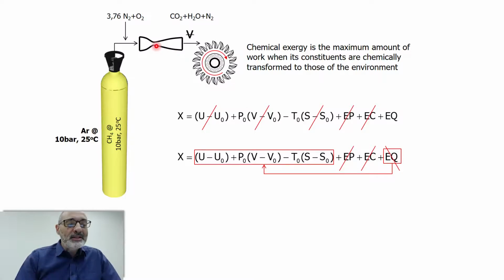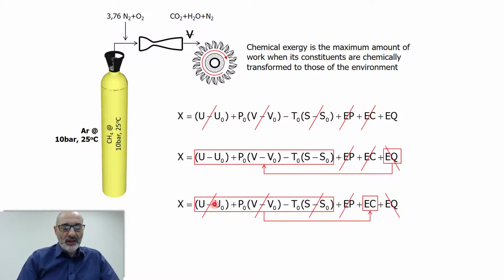And what happens now when this high pressure, high temperature gas flows through this nozzle and accelerates? All this thermodynamic exergy is now transformed to kinetic energy. Why is that? Well, the chemical composition now is the same as the air. Air contains CO2, H2O, and N2. The temperature and pressure are the same as the environment, again 10 bar, 25 degrees, but it accelerates. So the thermodynamic component becomes kinetic exergy or kinetic energy.